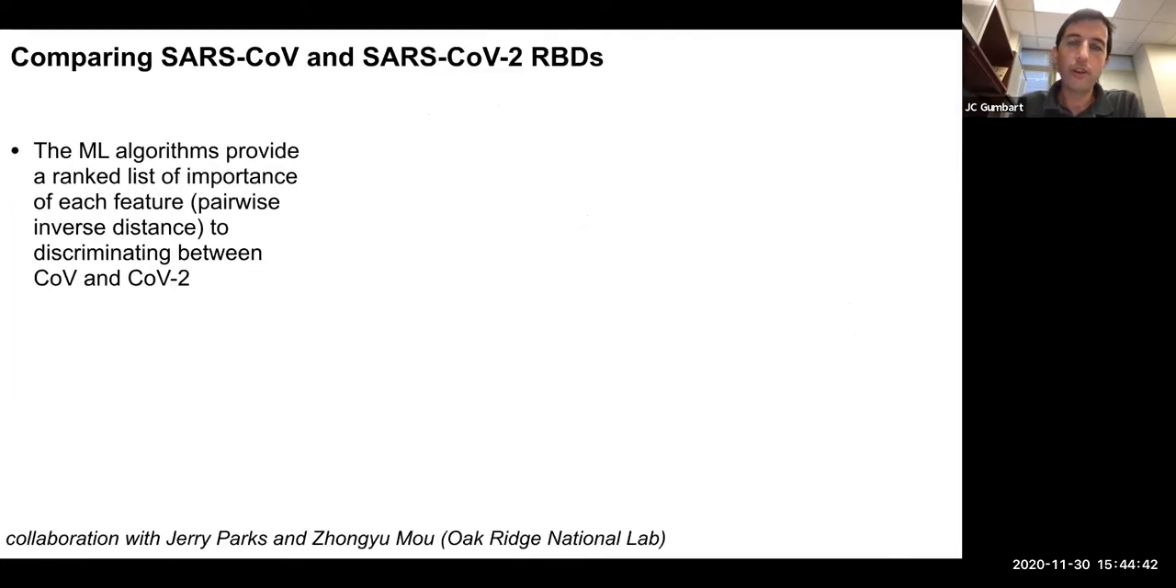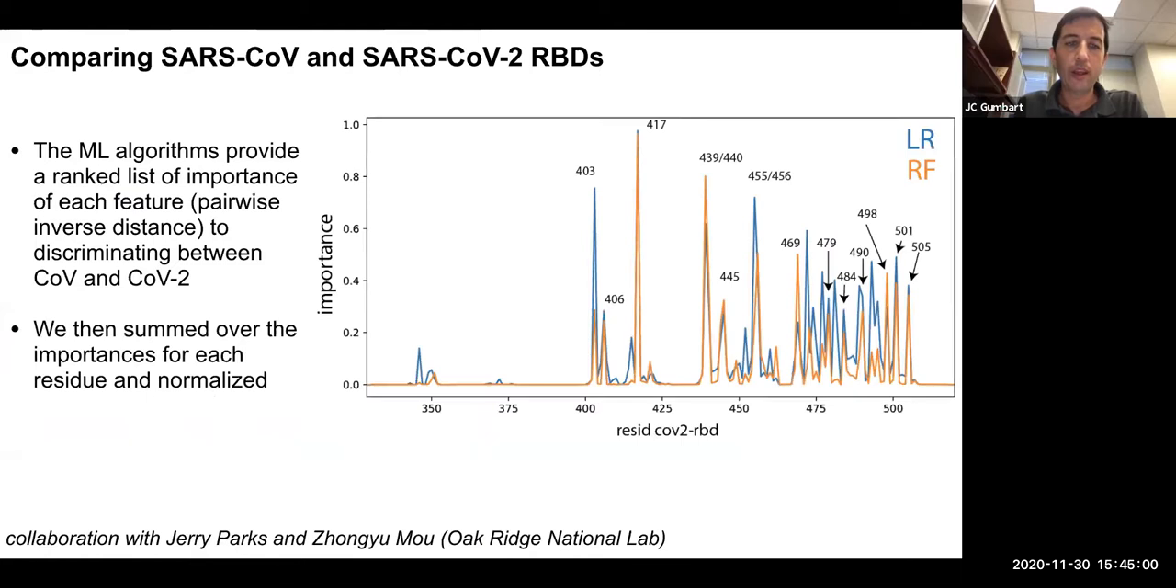The algorithms produce a ranked list of the importance of each feature. Each pairwise inverse distance has an importance, meaning its ability to discriminate between SARS-CoV-1 and SARS-CoV-2 simulations. We summed over all of them for each residue and then normalized. I plot it here using the numbering from SARS-CoV-2, but each has an analogous residue in SARS-CoV-1. We see that the 2 algorithms, logistic regression and random forest, have pretty good agreement in terms of which residues they say are important.